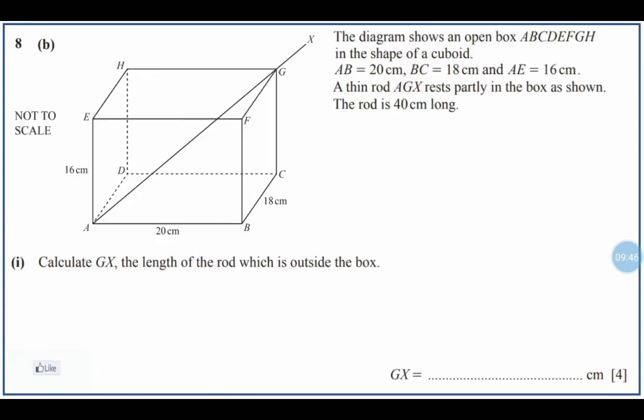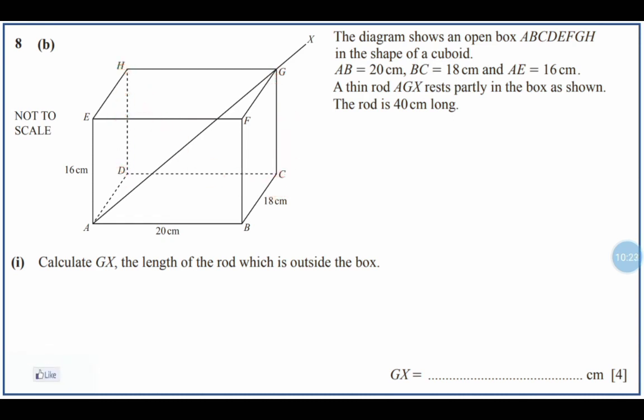The diagram shows an open box ABCDEFGH in the shape of a cuboid. So in a cuboid, all the heights are the same, all the lengths are the same, and all the widths are the same. So if this is 18, this is also 18. If this is 20, this is also 20. If this is 16, of course, the height here is also 16.